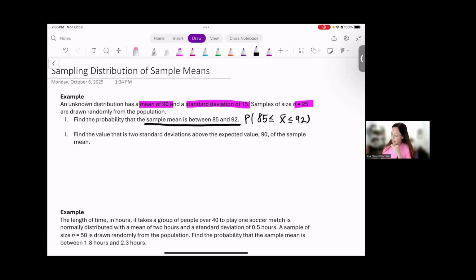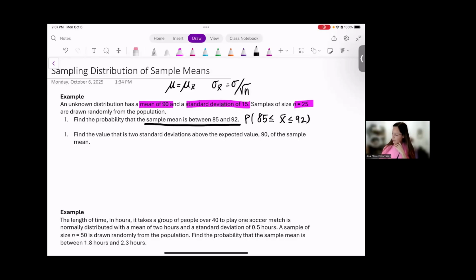So recall that the mean of a sampling distribution of sample means is equal to the population mean. However, the standard deviation of the population needs to be divided by the square root of the sample size in order to be accurate for the sampling distribution of sample means. So as soon as I see the word samples, I need to go ahead and use these formulas where I'm adjusting based on the sample size. And here my sample size was 25.